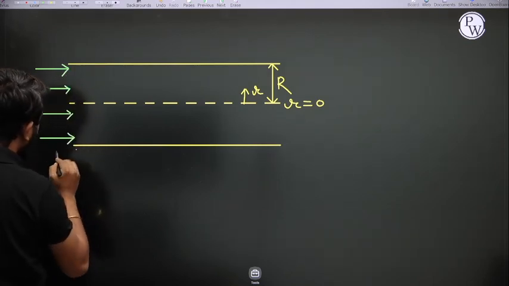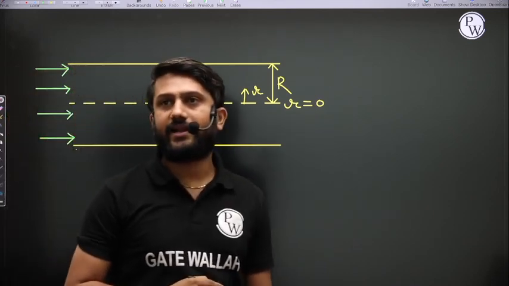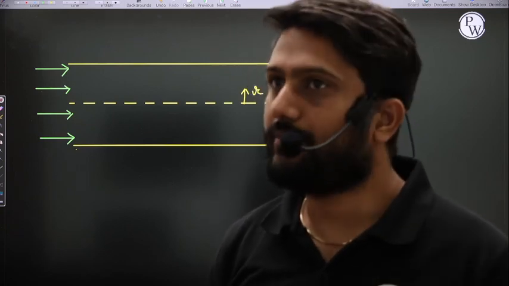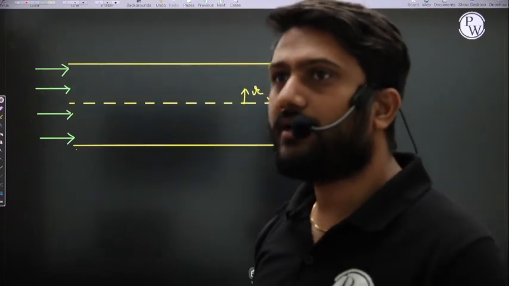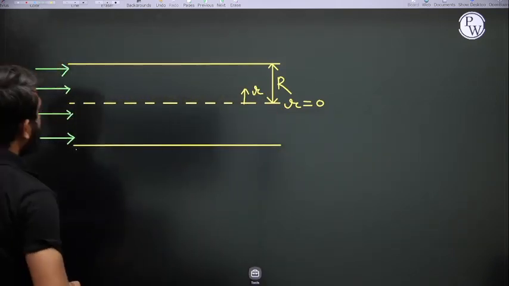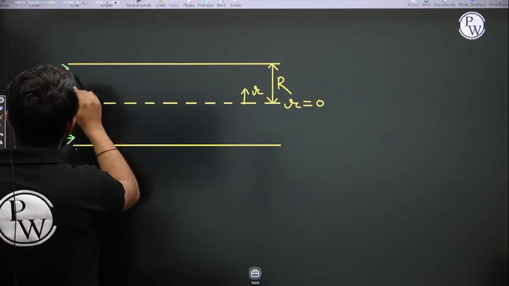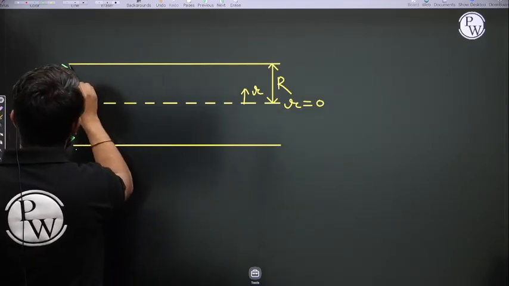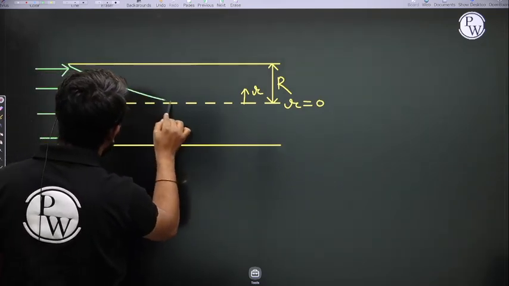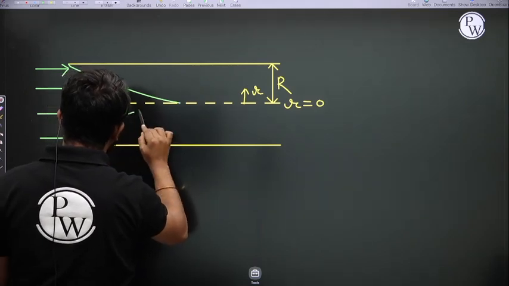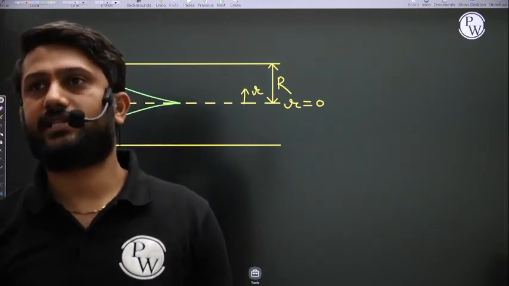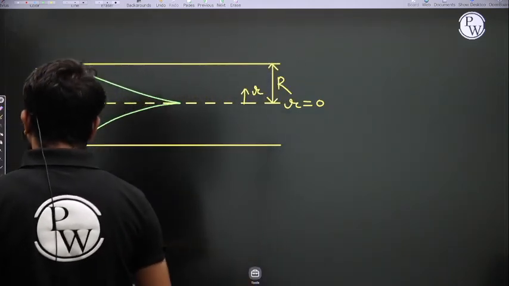Whenever a real fluid comes into contact with a solid surface, there is a formation of the boundary layer. So this is the 2D plane, and in the 2D plane the boundary layer forms like this, see. After some distance that boundary layer merges.